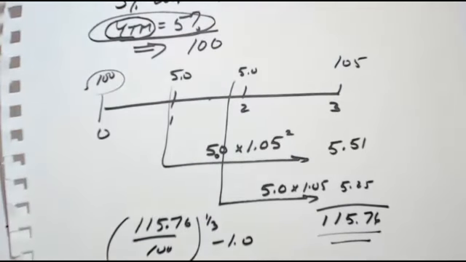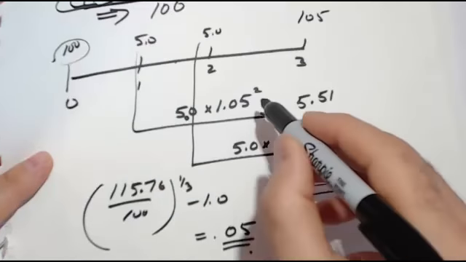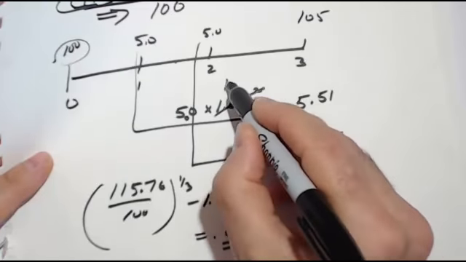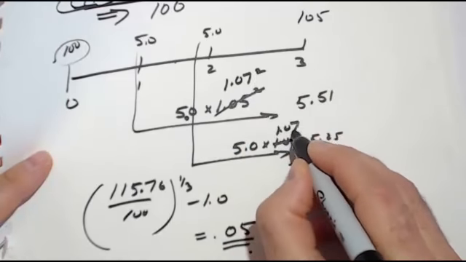Let's do a calculation. Let's reinvest the cash flows at 7% instead. Okay? So, I'm going to change this to 1.07 squared. I'm going to change this to 1.07. Okay?